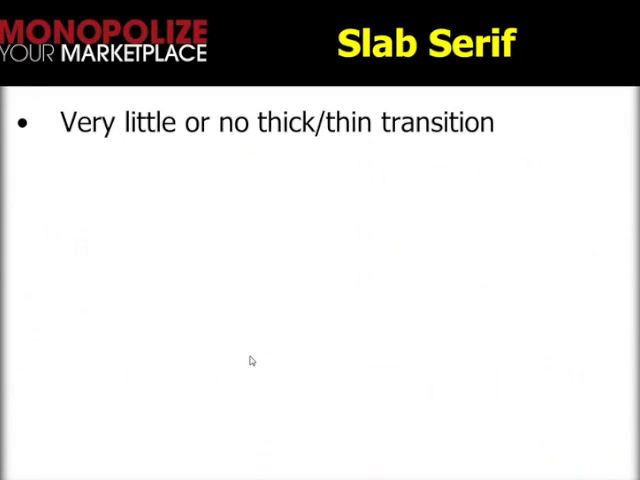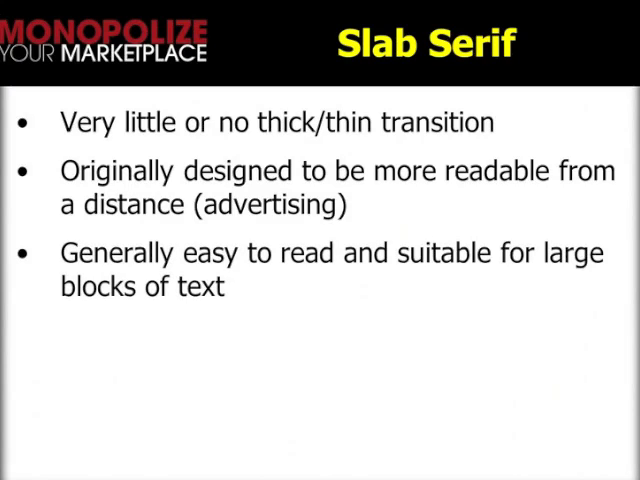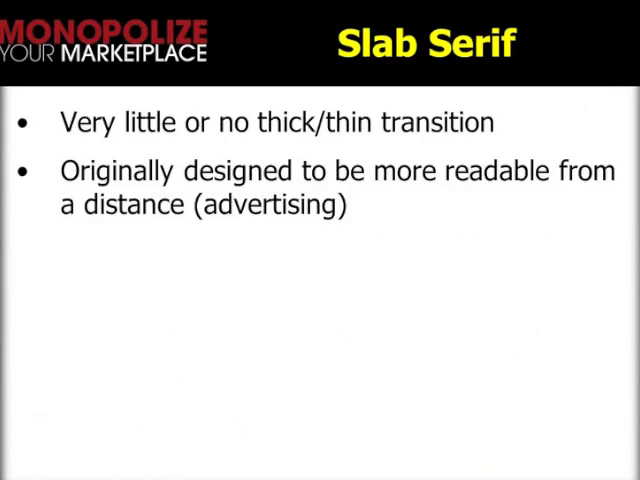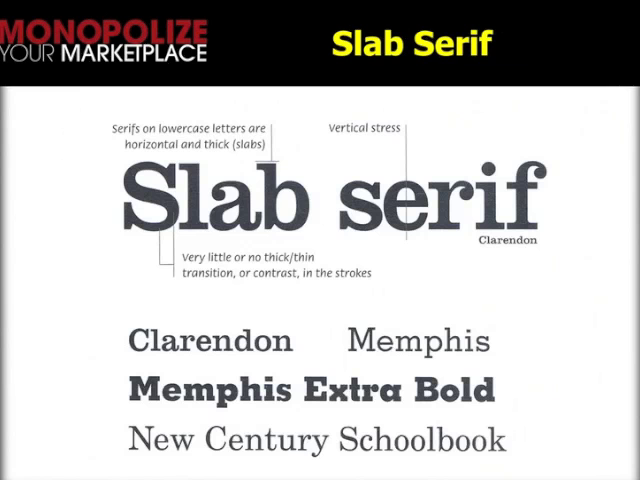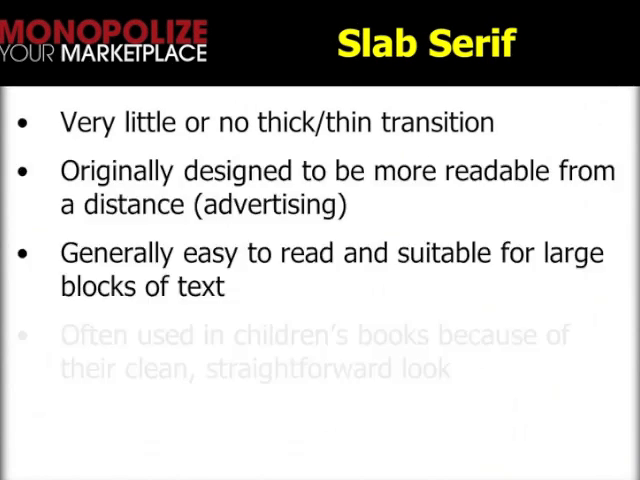Examples here. Slab serif, very little or no transition, originally designed to be more readable from a distance for advertising, generally easy to read, suitable for large blocks of text. Used a lot of times in children's books. It's clean, it's straightforward. So let's go back, let you see the slab serif. All right, there it is. And there are some examples of it. Clarendon, Memphis Extra Bold, New Century Schoolbook. Again, generally used in kids' books.